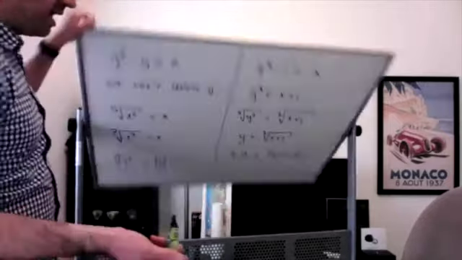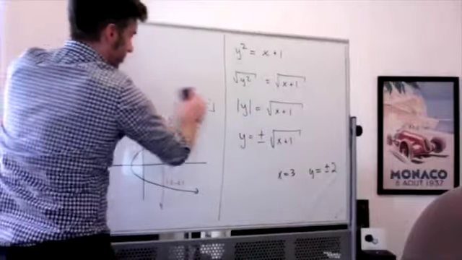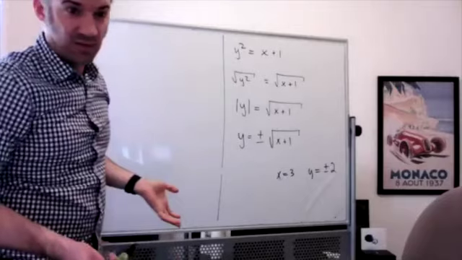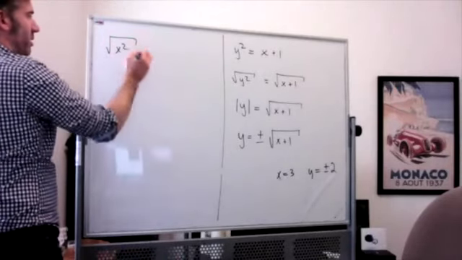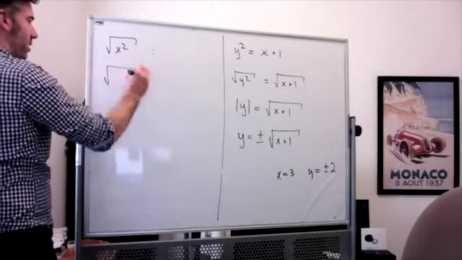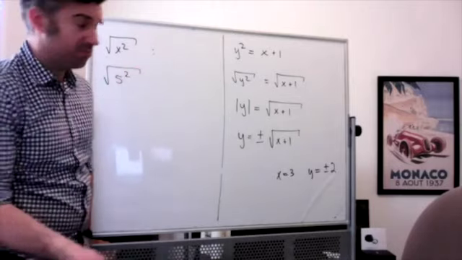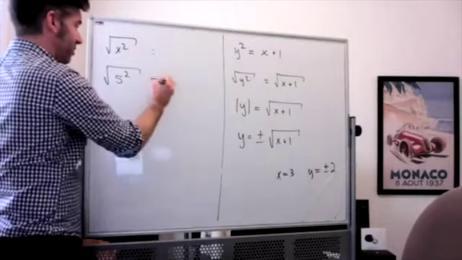Now, just to make sure everyone's cool with this, because I've definitely seen this be a point of contention for people in the past, let's look at an example with some numbers. I'm going to look at the square root of x squared. Specifically, the square root of 5 squared. Now, I know this might seem silly, but what's 5 squared? 25. And what's the square root of 25?